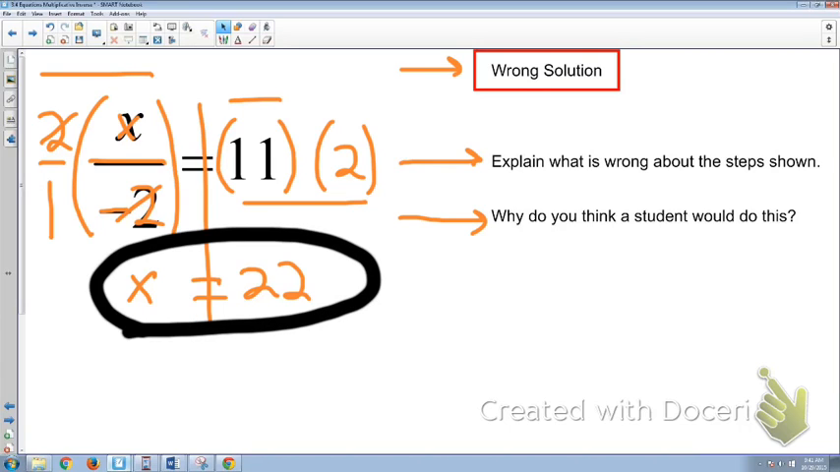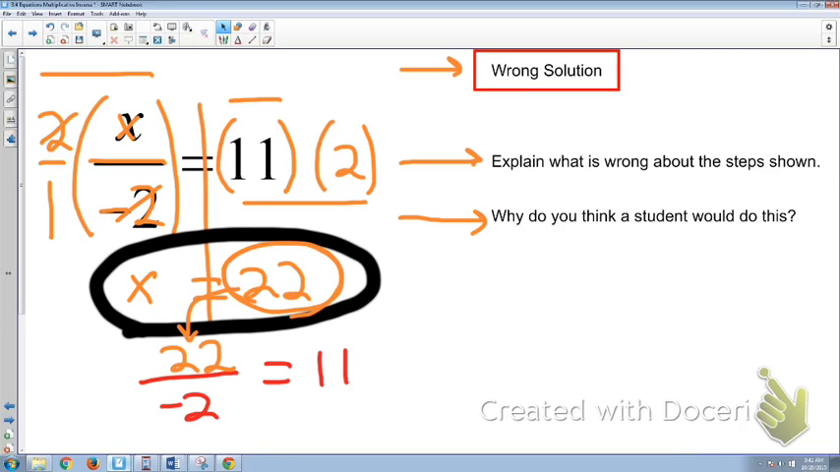And now I'm going to check it to make sure that the solution is true. So I've got some number over -2 is equal to 11. And I now substitute my solution in for x. Used to be x, now it's 22. And then I check it, and I do in my calculator a positive 22 divided by a -2, and that gives me a -11. And then I look at that and I think, oh, a -11 isn't the same thing as 11.